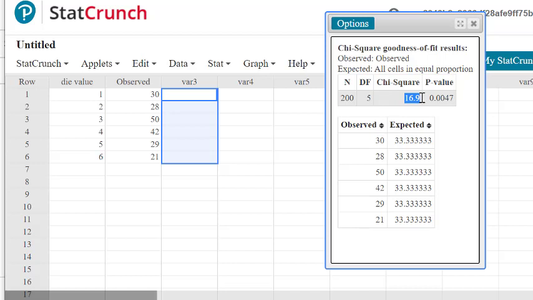Okay, what is important for us is the chi-square value. This is going to be your test statistic, and your p-value is 0.0047. Okay, so let's type in the test statistic, 16.9.